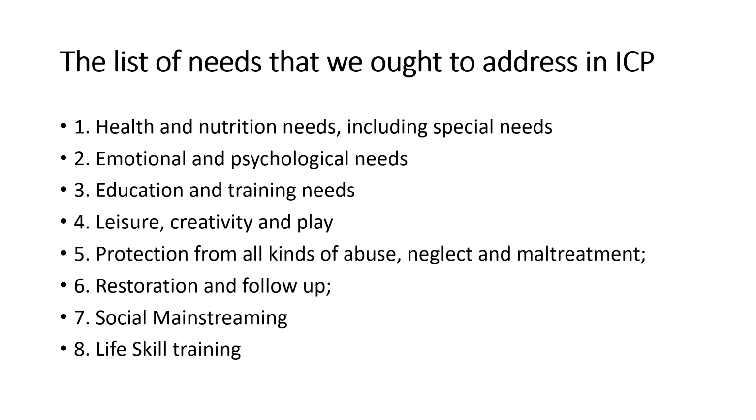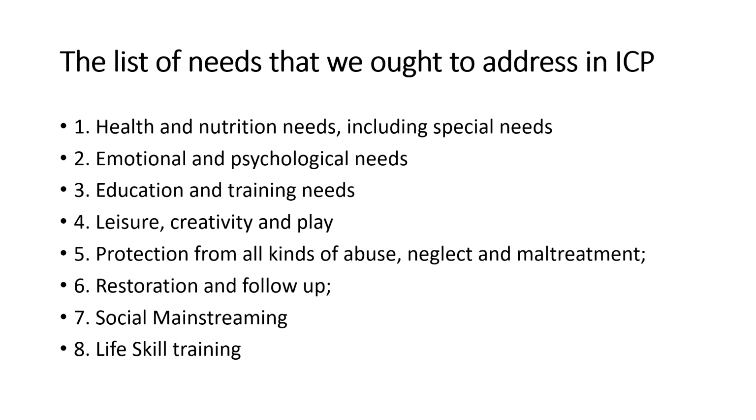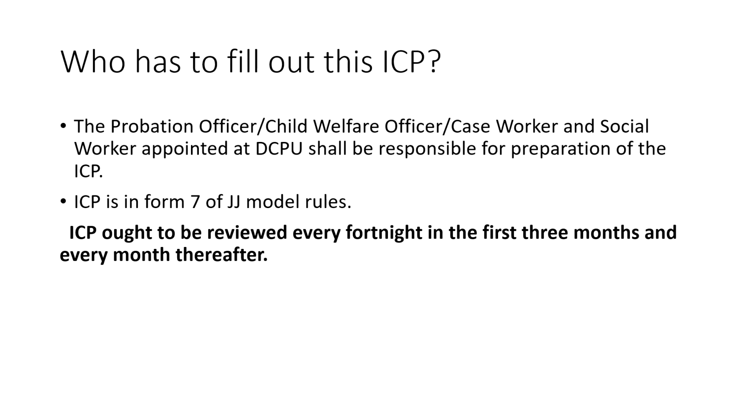Education and training needs: if he is a school going student, he should be able to continue his education. If he hasn't ever been to school, he must be provided some skill while he is staying in a child care institution. Leisure, creativity and play, protection from all kinds of abuse, restoration and follow-up, social mainstreaming, life skill training. Who has to fill up this form? The probation officer, child welfare officer, case worker and the social worker appointed at DCPU shall be responsible for the preparation of the individual care plan, and the individual care plan is in Form 7 of the Juvenile Justice Model Rules.